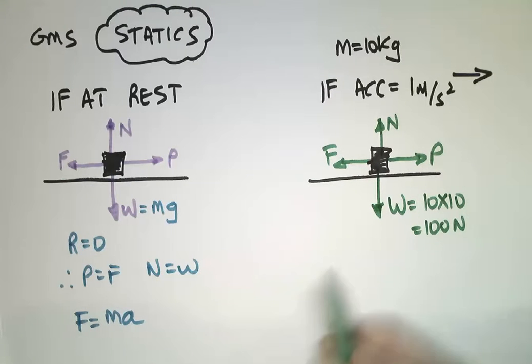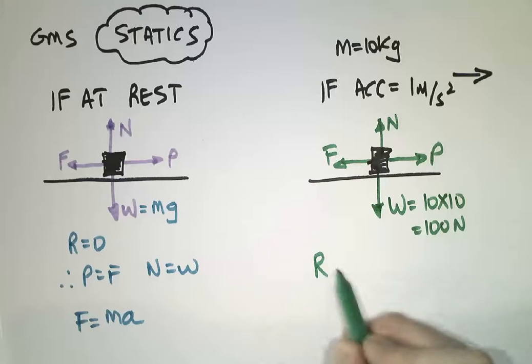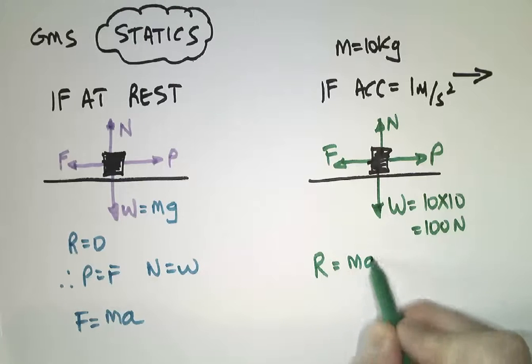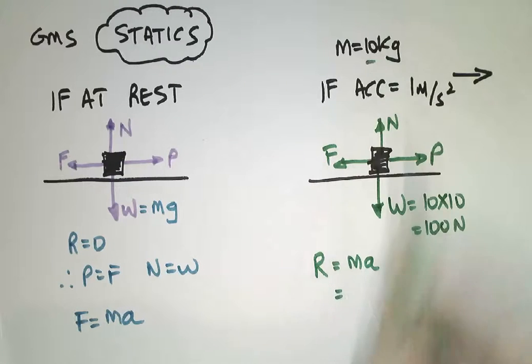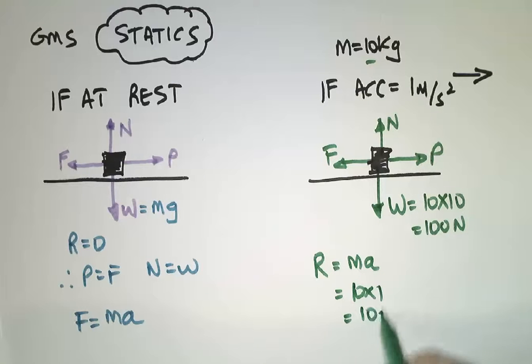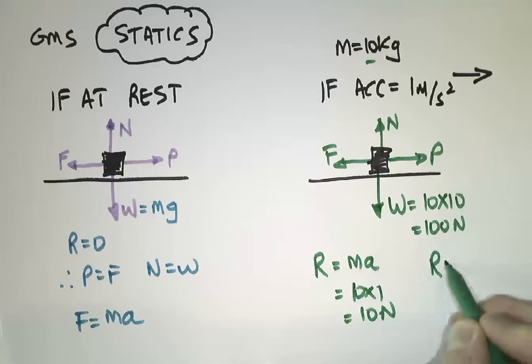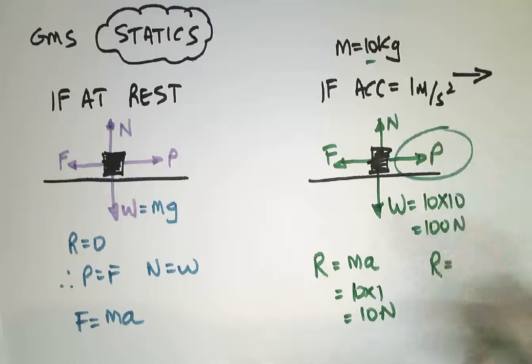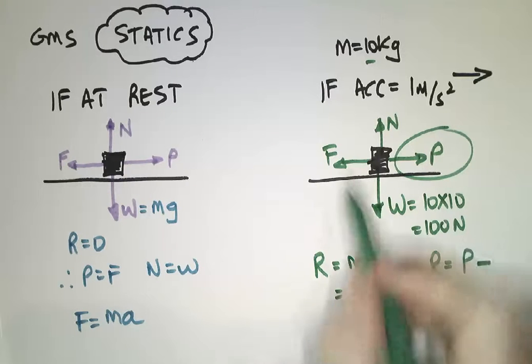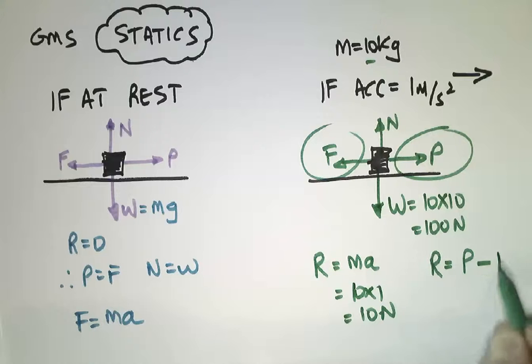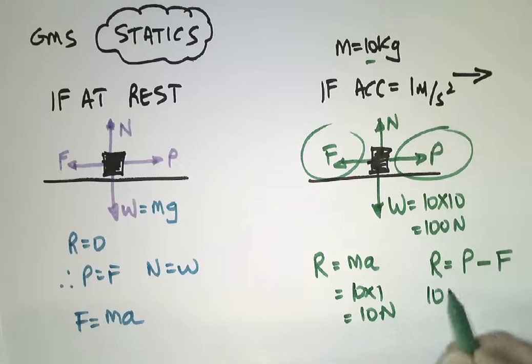But in this case, the resultant force is not equal to 0, it's equal to mass times acceleration, which will be 10 times 1. So the resultant force is 10 newtons. And the resultant force will equal any forces in the direction of motion minus any forces in the opposite direction of motion. So 10 equals P minus F, therefore P equals F plus 10.